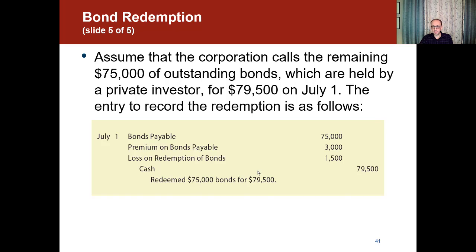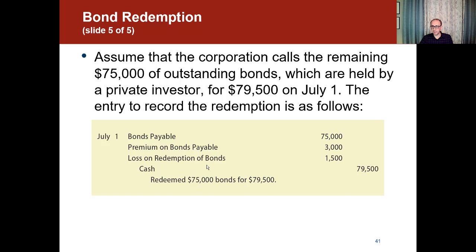So again, we'll apply the same approach. I'm going to credit cash for the amount paid, which was $79,500. I'm going to debit the bonds payable for $75,000. I'm going to debit its related premium, which is the $3,000. So now we have $78,000 on the debit side, $79,500 on the credit side. To make it balance, I have to plug in $1,500, and we call that loss on redemption of bonds.